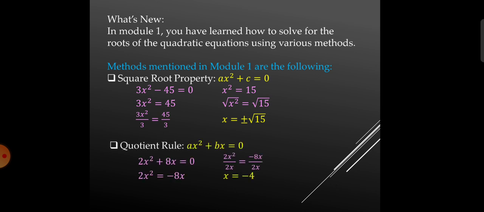Second example, using the property of quotient rule. Quotient rule can only be used for incomplete quadratic equation given the first term ax squared and the second term bx. So we have here the second example, 2x squared plus 8x equal to 0. Then the positive 8x, transfer to the right side of the equation, it becomes negative 8x. Next, 2x squared is equal to negative 8x. Before canceling, we cannot use the square root property, but instead, we'll make use of the quotient rule.